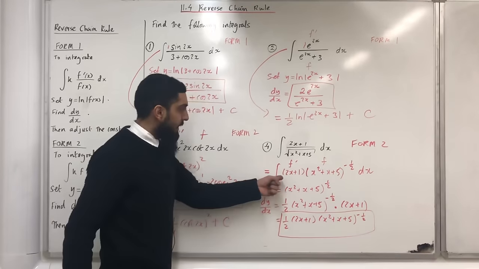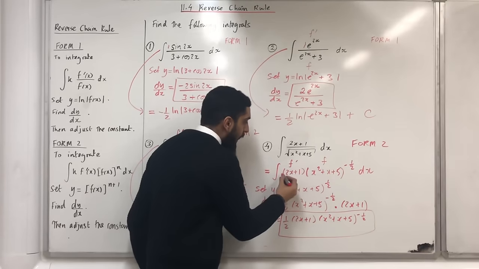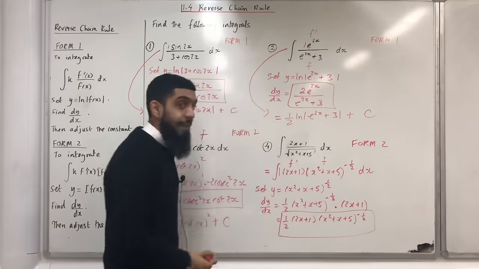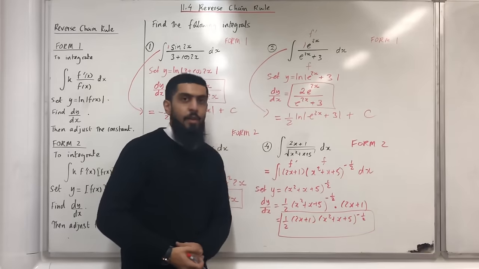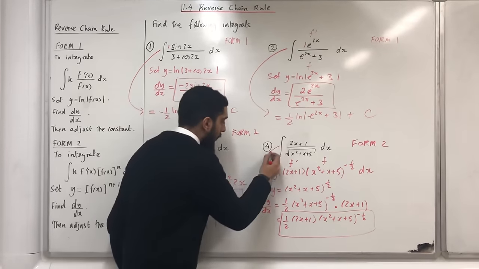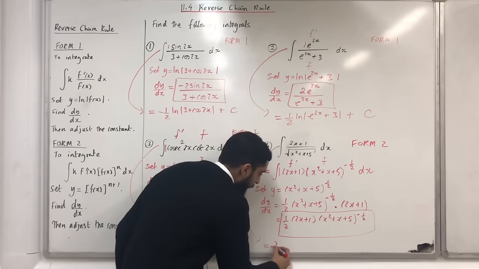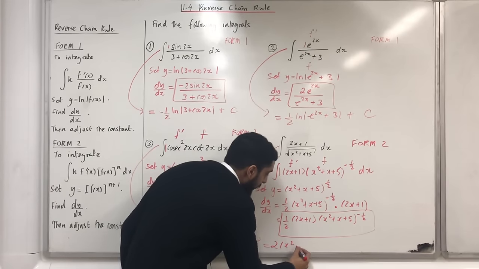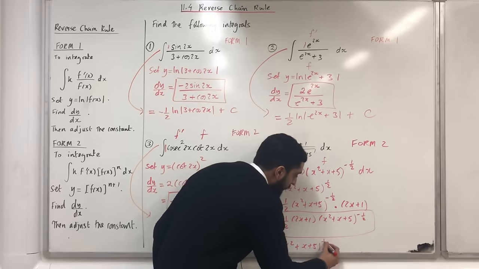If I go back to this integral over here, I notice that in front of the bracket 2x plus 1, I have a 1. Now, I say to myself, okay, how do I go from 1/2 to 1? I just multiply by 2. Therefore, this particular integral is equal to 2 in bracket x squared plus x plus 5 to the power 1/2 plus c.